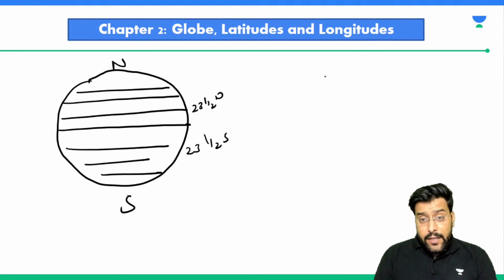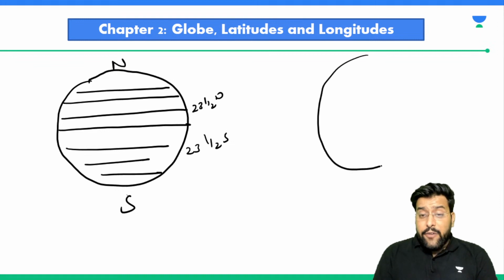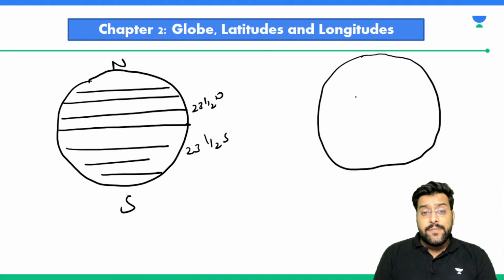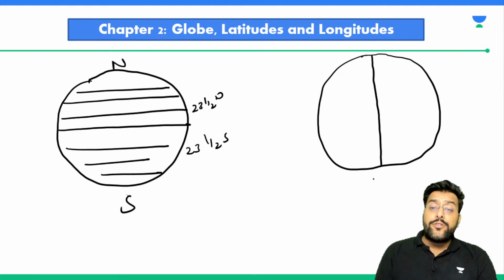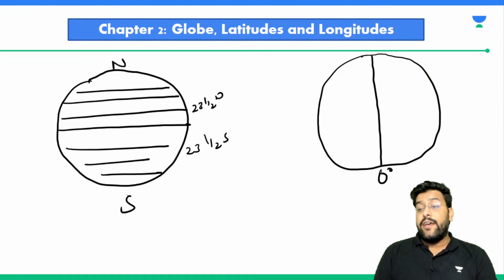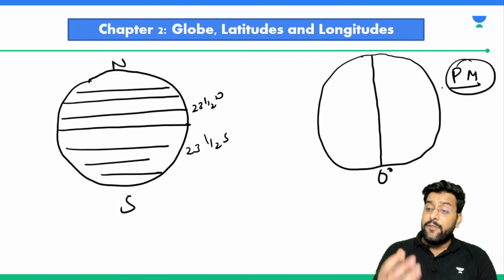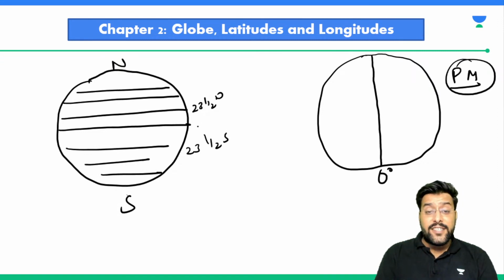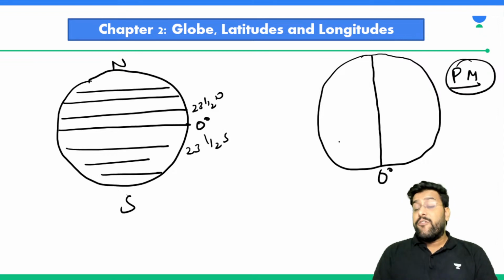But the difference with longitudes is, just like the equator, longitudes also have a 0 degree, which we call the prime meridian. Meridian is the name given to the longitudes. Prime means the most important. So we need to remember, just like 0 degree equator, we have 0 degree prime meridian.